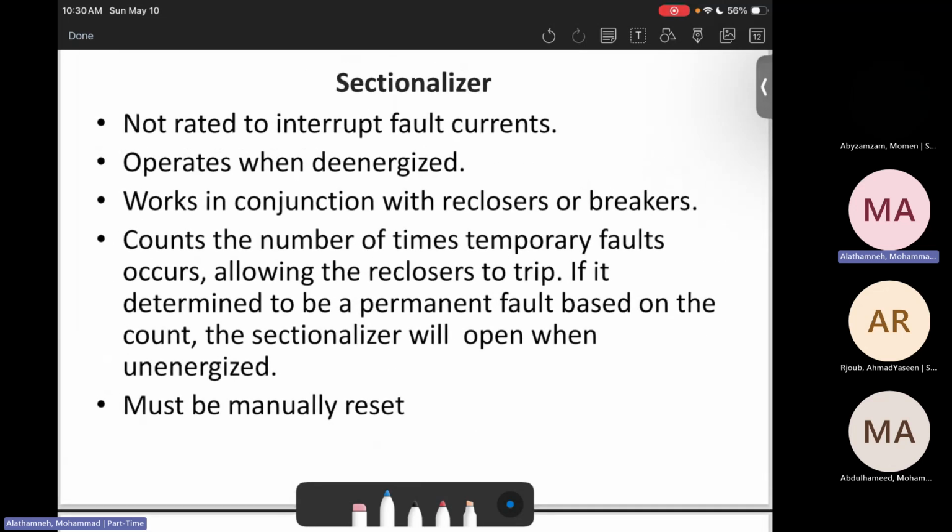Sectionalizer. So a sectionalizer does not interrupt faults. Instead, it counts how many times the recloser operates. If the fault is permanent, the sectionalizer opens while de-energized, isolating the faulted sections. So the main reason for that is to isolate the faulted sections.